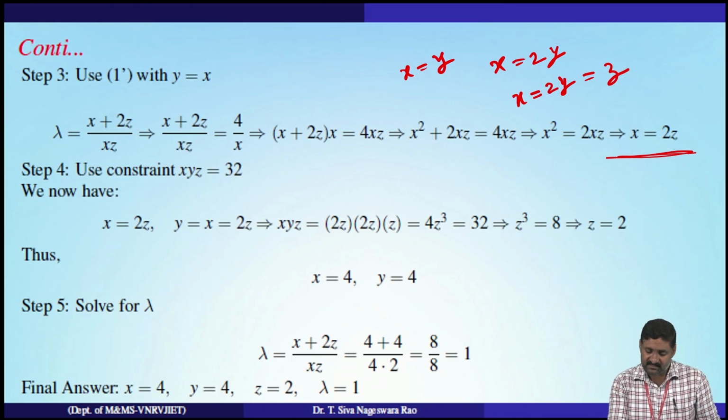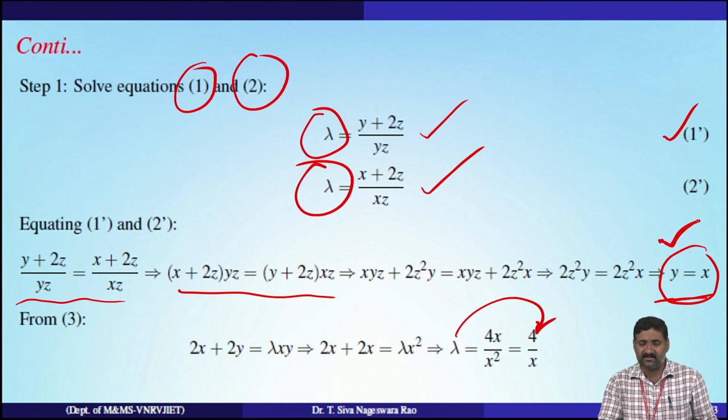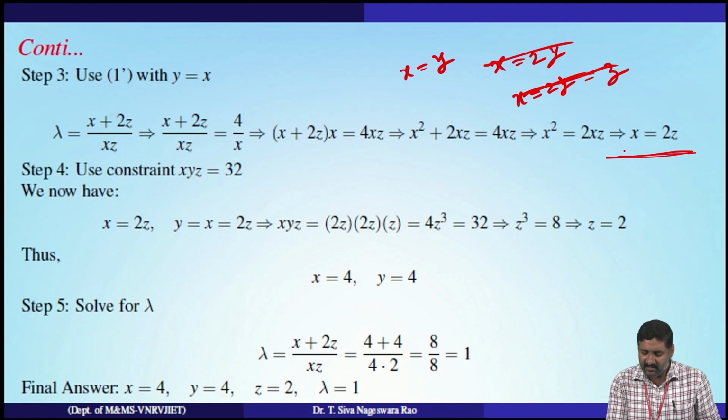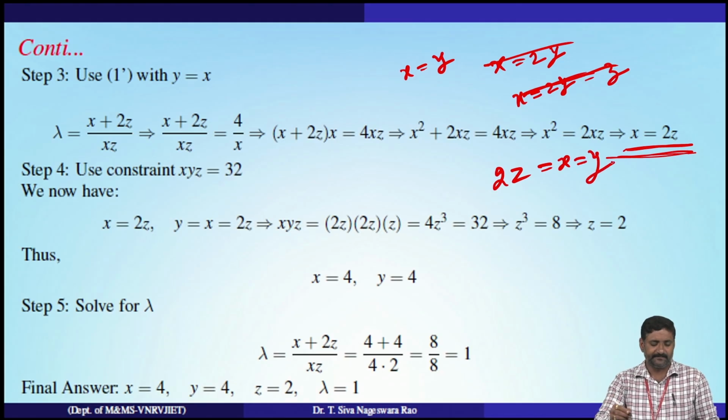Previously we have x is equal to y. This one, x is equal to y. Now here we have x is equal to 2z. Now combine all these. So 2z is equal to x is equal to y.